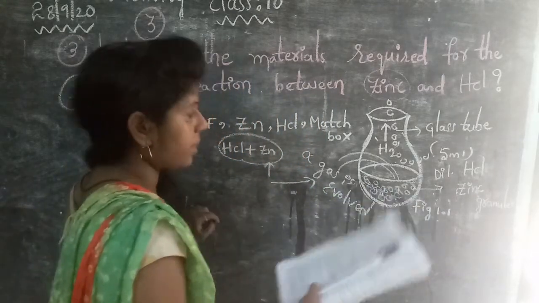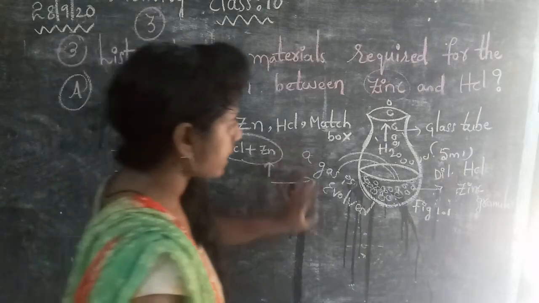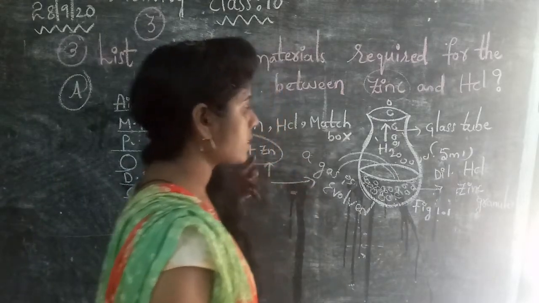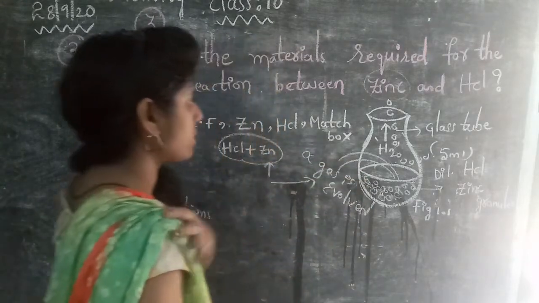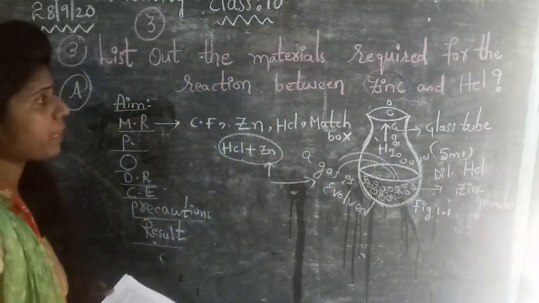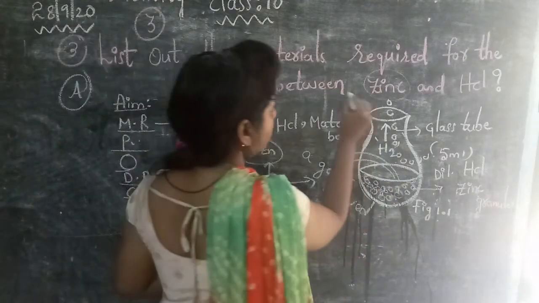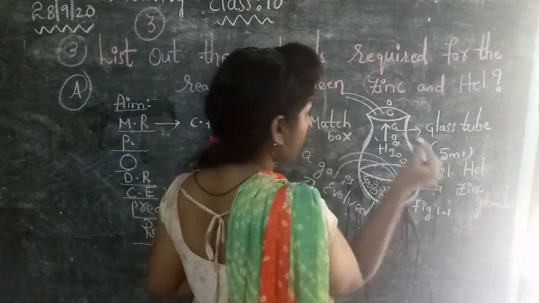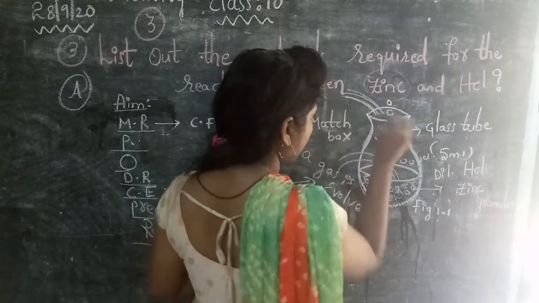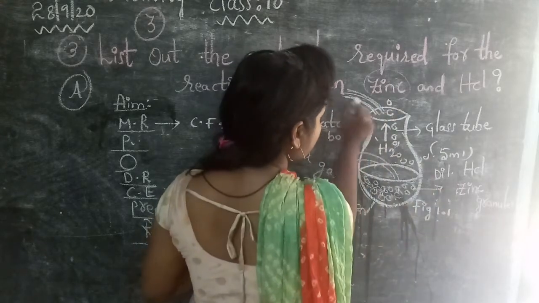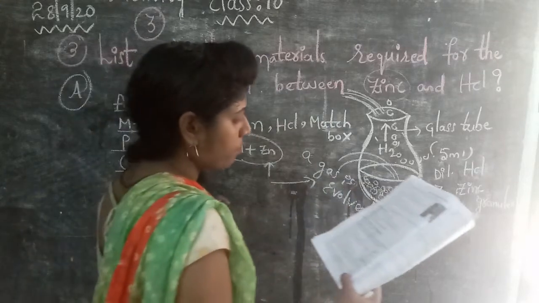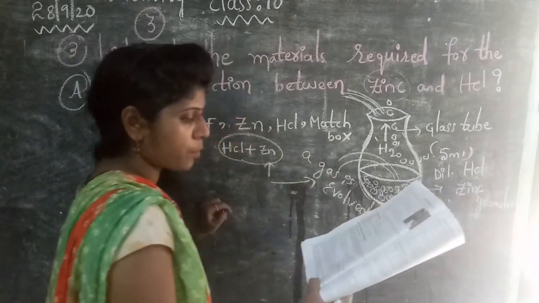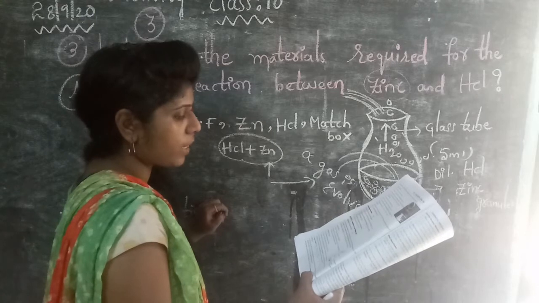Test for gas. How to test? Which gas is evolved in this flask? We have to check it by using a matchstick. Now try to bring a lighted matchstick near the mouth of this conical flask. What happens? Look here. The burning matchstick is put off with a pop sound. This indicates that the gas evolved is hydrogen.